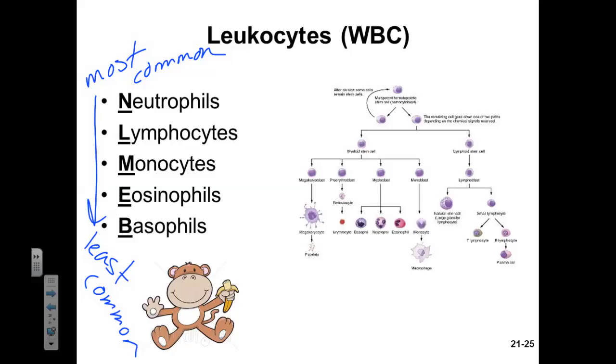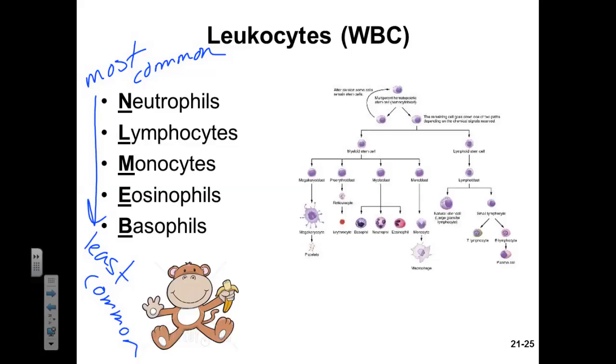So the most common leukocyte, the leukocyte that's at the highest concentration, is the neutrophil. And the leukocyte that's the hardest to find in the body, that has the lowest concentration, is the basophil. And what's the rhyme again? Never let monkeys eat bananas. Bingo, never let monkeys eat bananas.